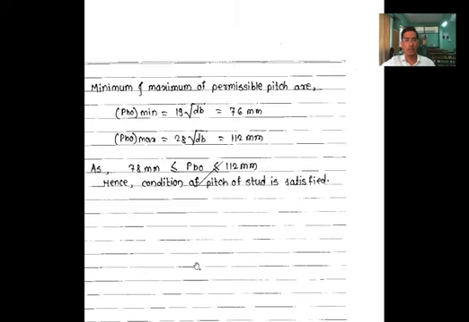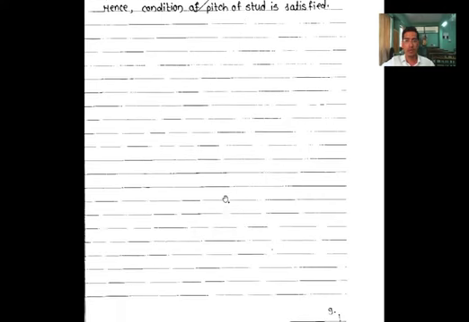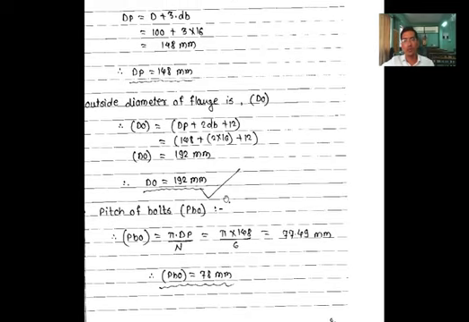Then the minimum and maximum permissible pitch are: PBO minimum is 19 times square root of dB, so that will be equal to 76 mm, and PBO maximum will be equal to 28 times square root of dB, so that will become 112 mm. As 76 is less than or equal to PBO is less than or equal to 112 mm, hence the condition of pitch of the stud is satisfied. So in this way, the different components of the cylinder are designed.